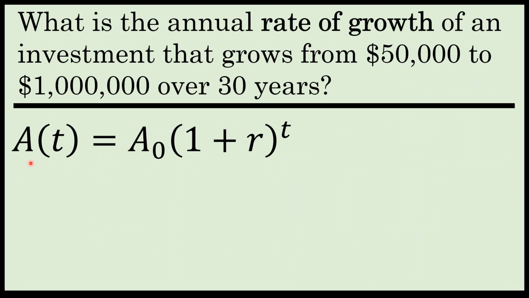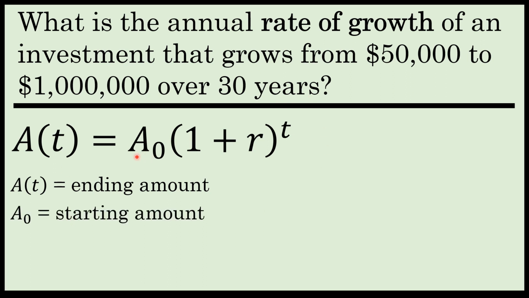The compound interest formula, again shown here, has four unknowns, four variables in this formula. The first one on the left side of the equation, A of t, is actually a function with respect to time, and A of t can be thought of as the ending amount. In the case of an investment, the amount in the account after a certain period of time. A of t is the ending amount. A sub 0, on the other hand, is the amount after time 0 has passed, or the starting amount, the initial amount of the investment.